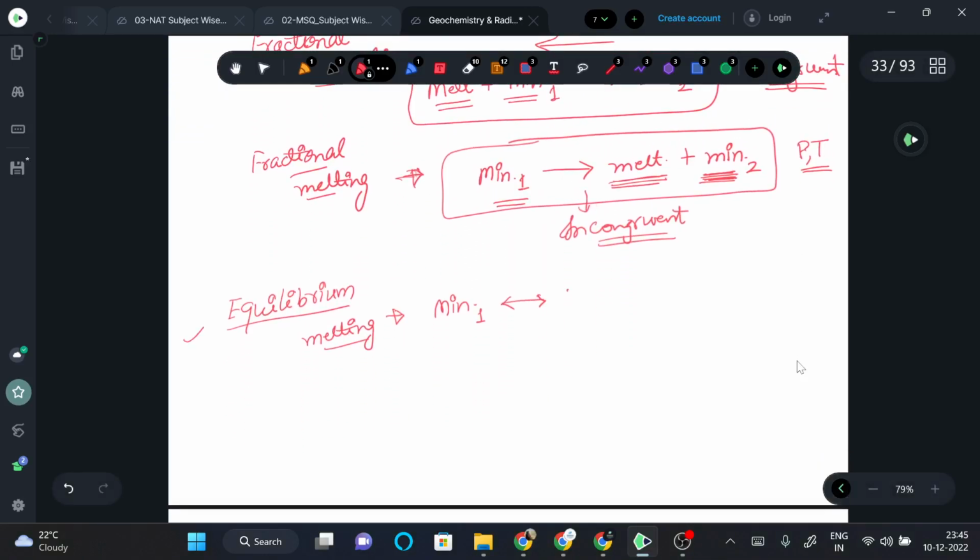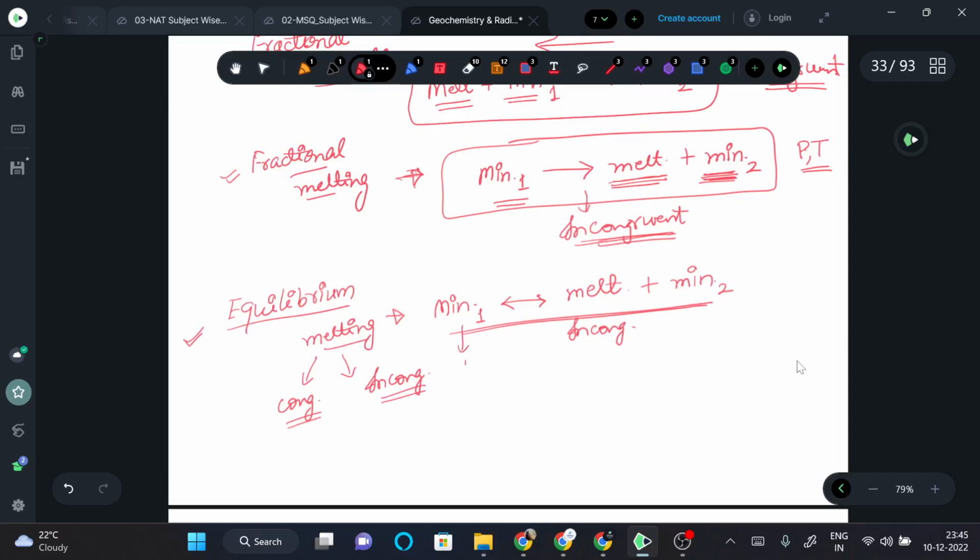In equilibrium melting you can get two types of conditions. In fractional you will always get incongruent. In equilibrium you can get congruent and also incongruent, but mostly it is incongruent. Congruent, as I said, only in some cases. How? We will see here. After this mineral converts into melt, plus actually some other mineral would also be there. So this is the case of equilibrium melting. In most cases this forms incongruent.